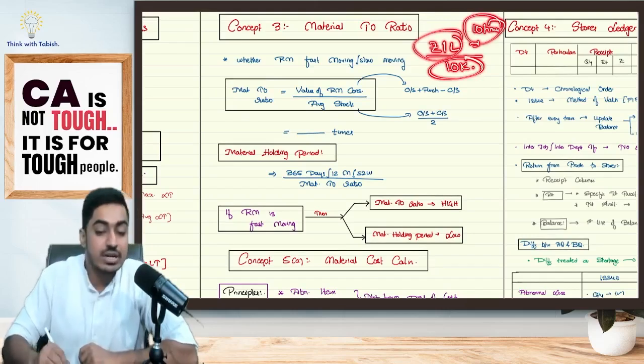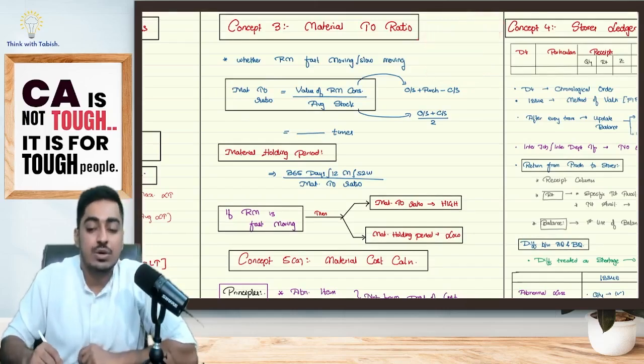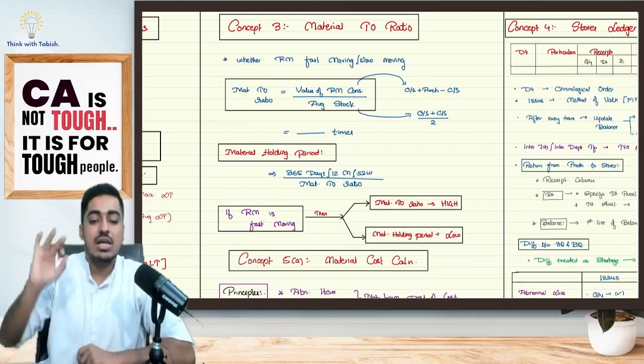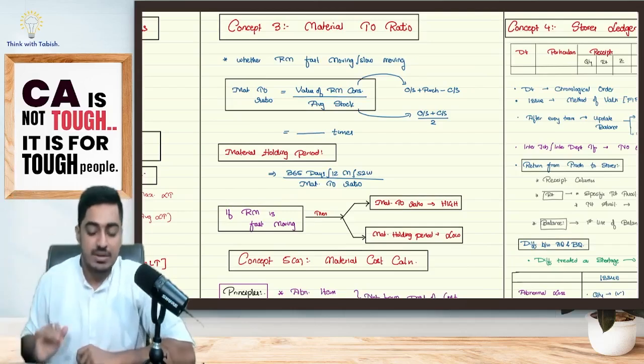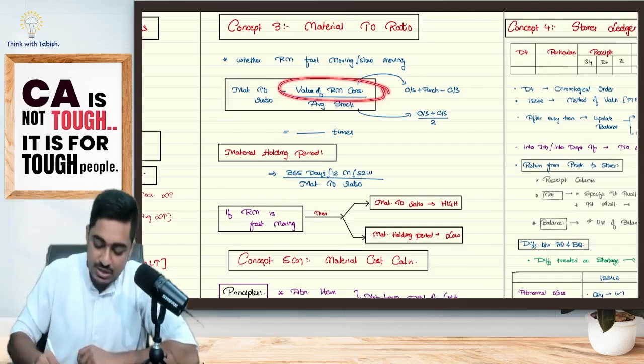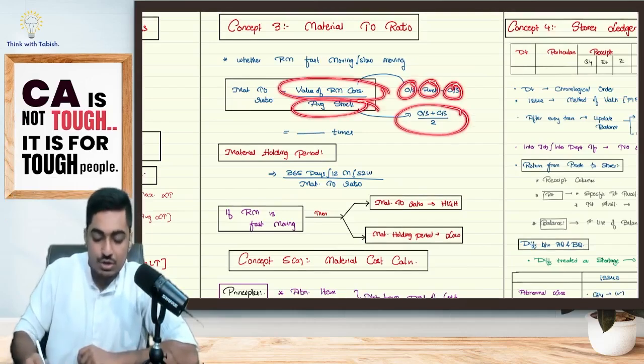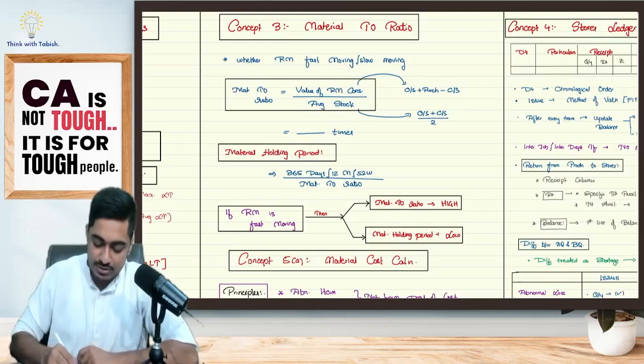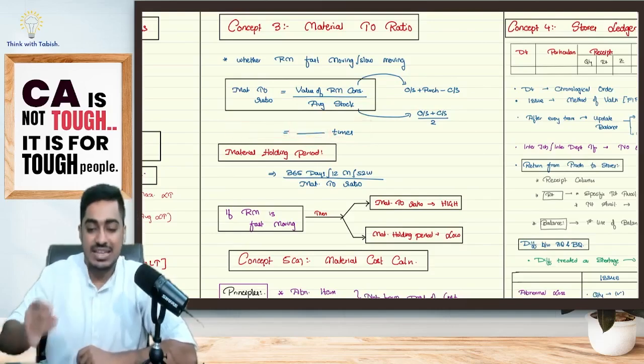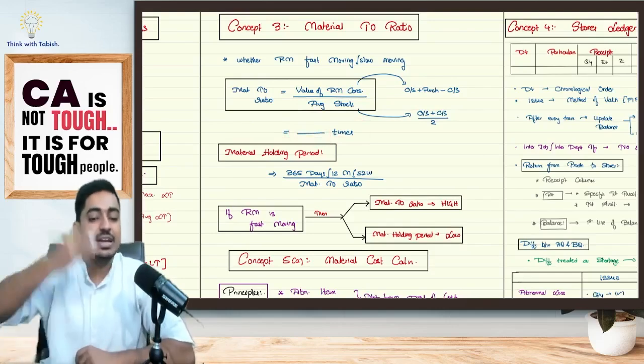10 times I have rotated. That is my material turnover ratio. Simple formula: value of raw material consumed divided by average stock. How do I get the value of raw material consumed? Opening stock plus purchase minus closing stock. How do I get average stock? Opening stock plus closing stock divided by 2. Material turnover ratio is always expressed in terms of time. So 1 time, 2 times, 5 times, 10 times.